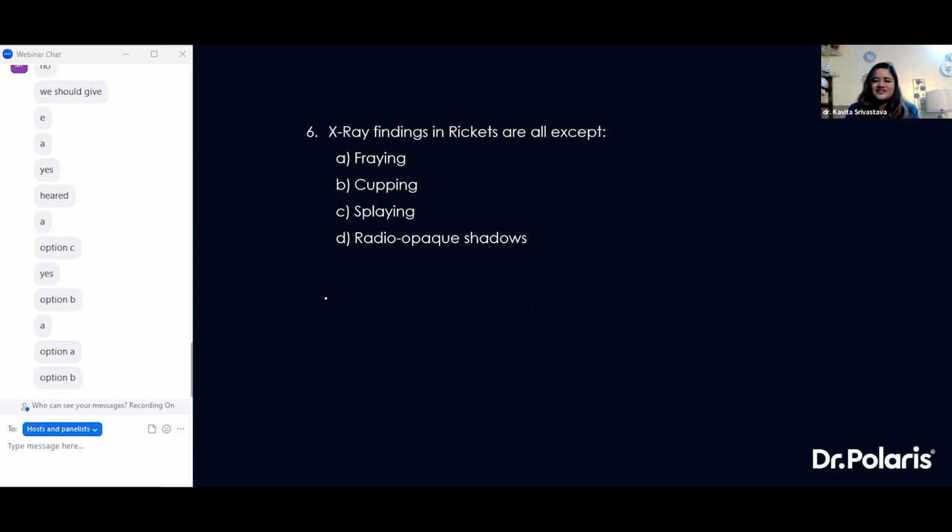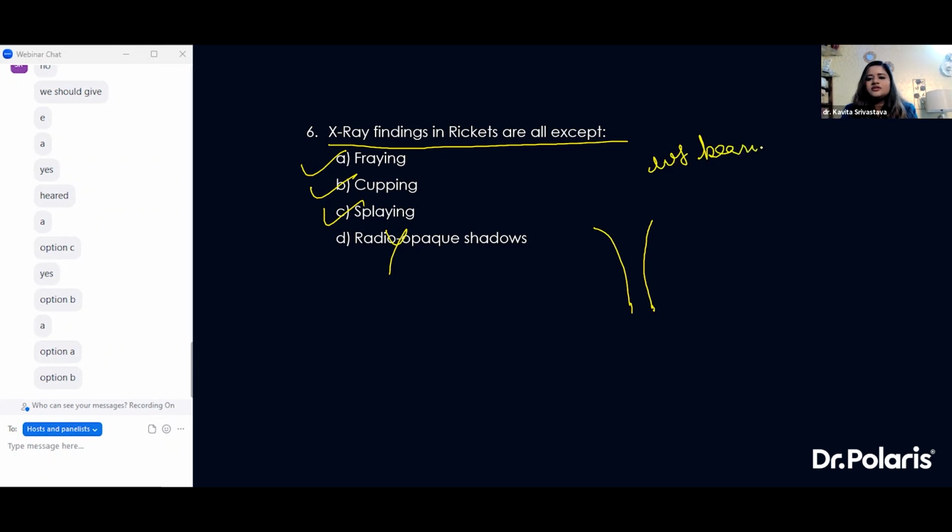Okay, last question for today. X-ray findings in rickets are all except. We already discussed this in the last session. So very simple. There are findings like fraying, cupping, and splaying, but there is no radio-opaque shadow. Whenever we do the X-ray of the wrist of the child, why the wrist? Because obviously the changes would be seen on a weight-bearing bone. You cannot pick just any bone in the body. You have to do a weight-bearing bone. So the most commonly ordered X-ray is the wrist X-ray.